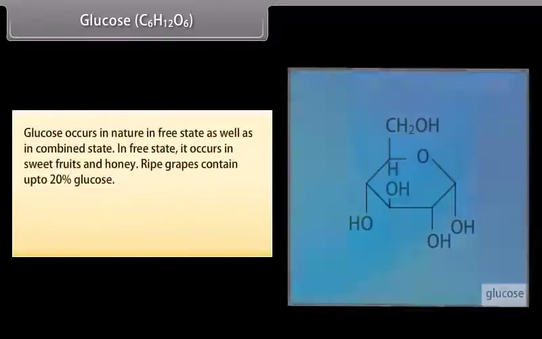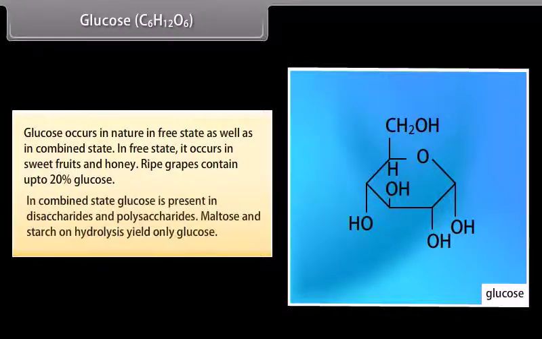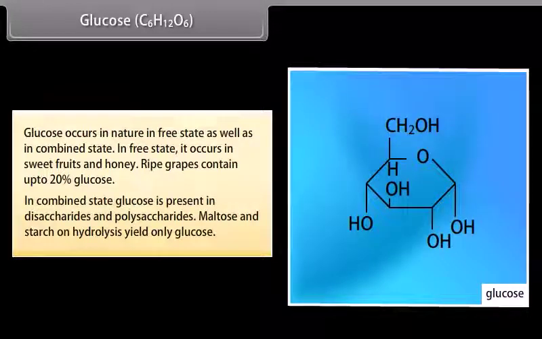Glucose, C6H12O6. Glucose occurs in nature in free state as well as in combined state. In free state, it occurs in sweet fruits and honey. Ripe grapes contain up to 20% glucose. In combined state, glucose is present in disaccharides and polysaccharides.